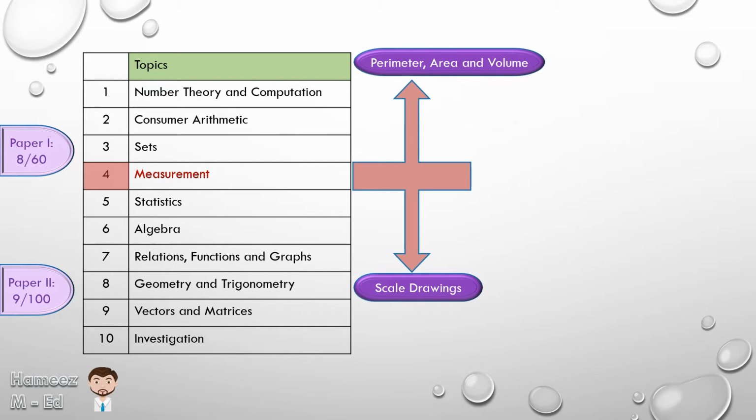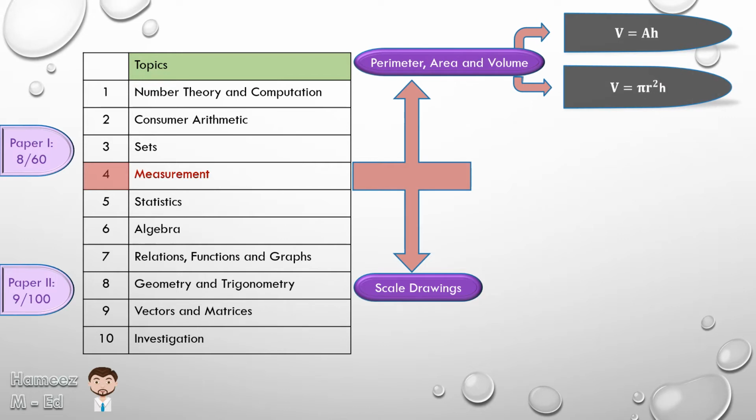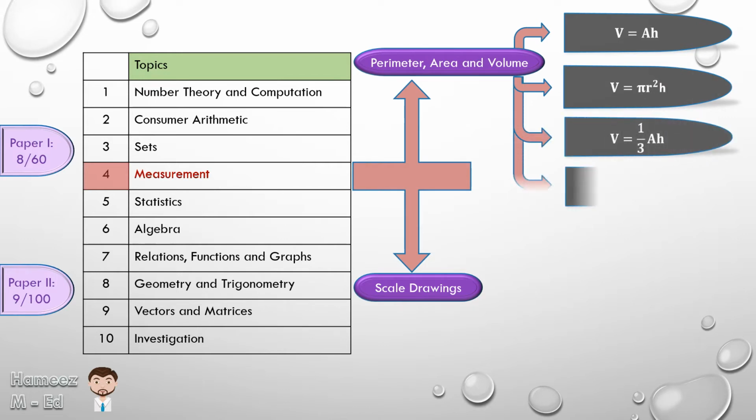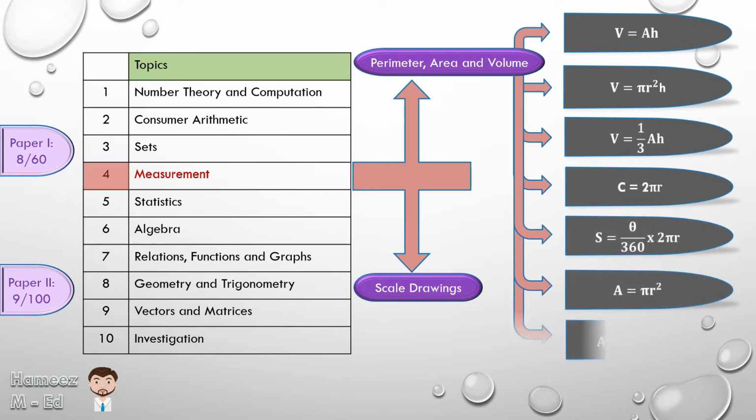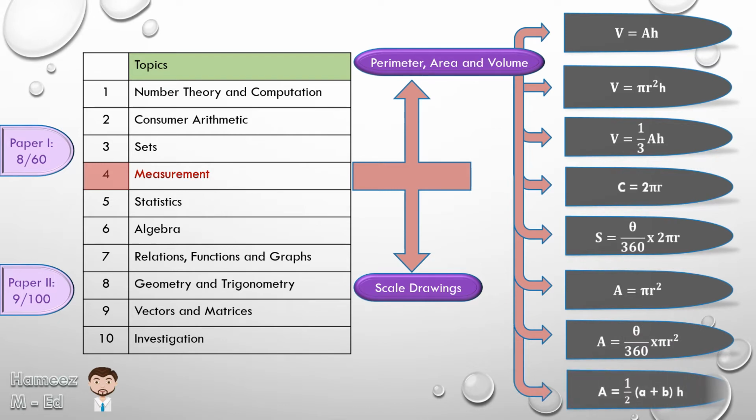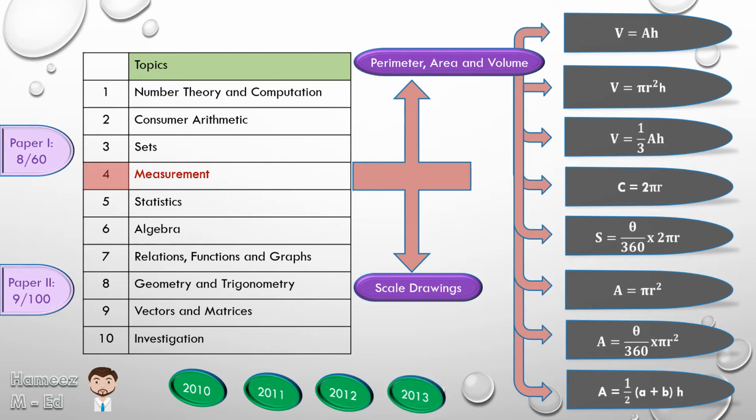And we can see that in the formula sheets given in both paper 1 and paper 2 when we are writing the exams, there are 8 formulas that help us in this area. So they will give us the volume of a prism, volume of a cylinder, volume of a pyramid, circumference of a circle, length of an arc, area of a circle, area of a sector, and area of a trapezium. When we looked at the years from 2009 to 2013, there was no question that came in perimeter, area, and volume in 2009, but it came in all of the other years.